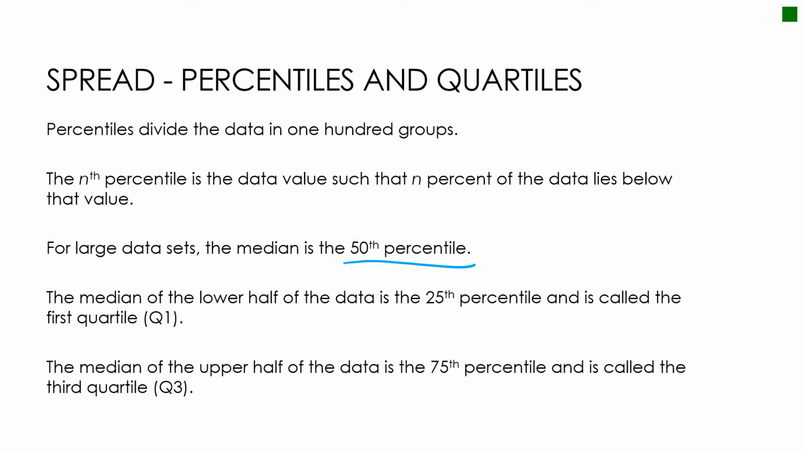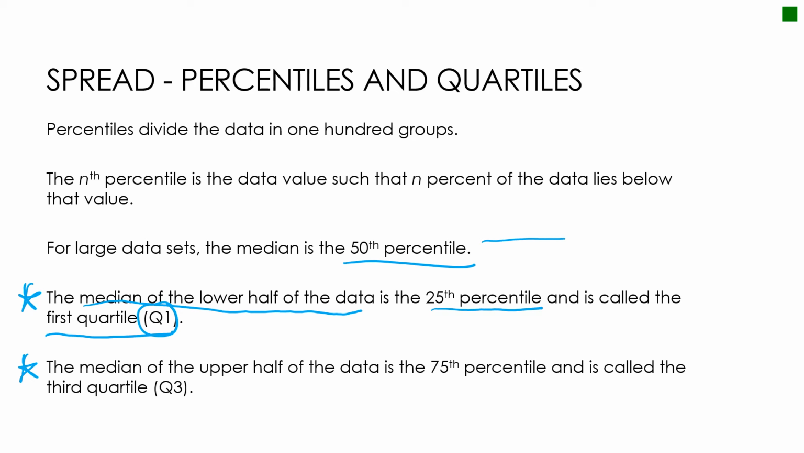A couple of new things that we're going to talk about are called the quartiles. The lower quartile or first quartile, which I will always call Q1, is the median of the lower half of the data. It's the same as the 25th percentile.